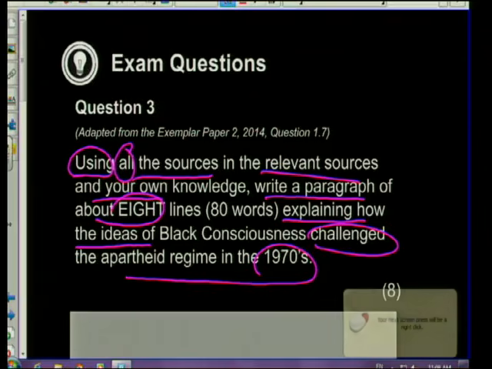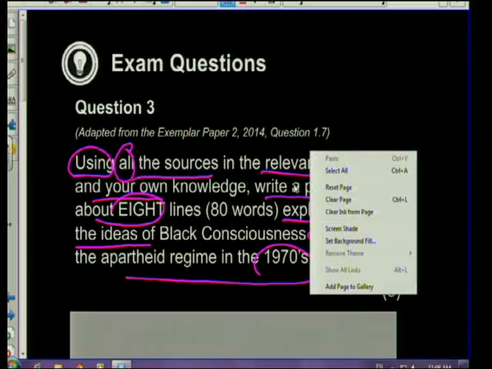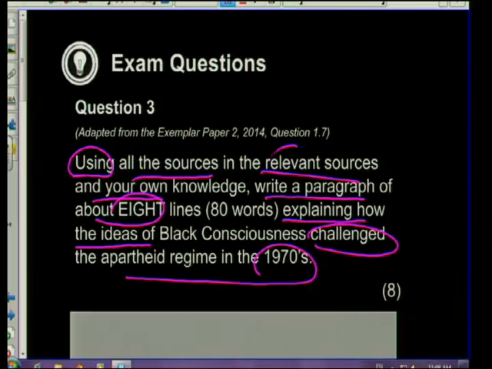Let's look at the first line. You've got to use all the sources. The key word is all, very important. Relevant sources. Your own knowledge, like I've explained, background information does give one a kickstart. Let's go to the exact question.